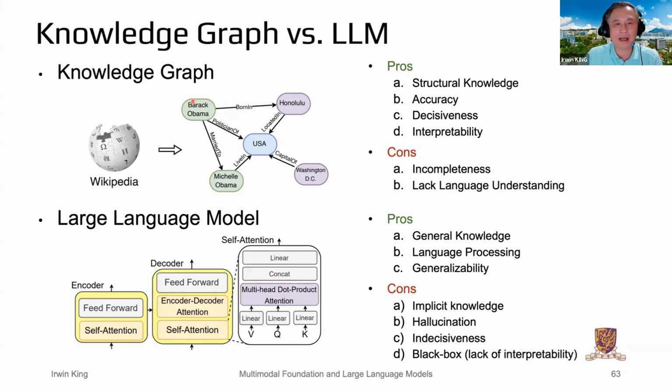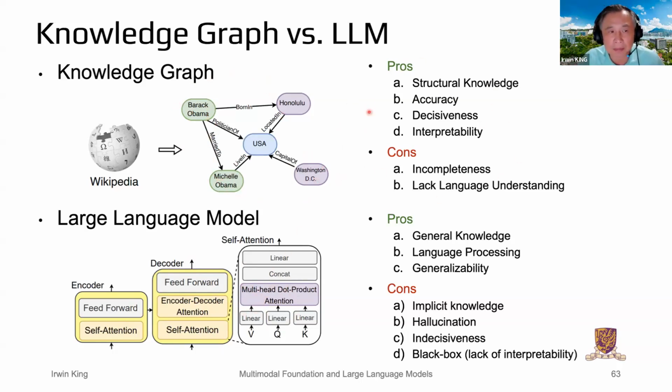So you have Obama right here, was born in Honolulu and is married to Michelle Obama. But in the large language model, when you say Barack Obama is married to, that is actually being predicted. Michelle Obama is not explicitly placed like in a knowledge graph, but you could predict it from the probability from the input.